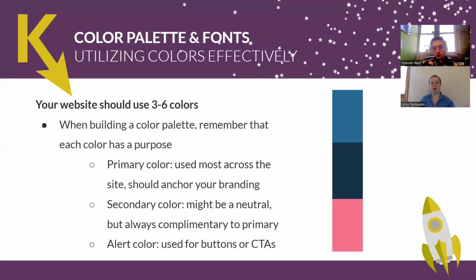So maybe it's a color that you pull from your logo, but it's the most prominent color of your branding so that users know whose site they're on. The secondary color might be a neutral you see in this palette that I've made. It's kind of a darker color, which is always helpful too as a neutral. It should definitely be a complementary color to the primary because you're going to have these colors next to each other quite a bit. You want to make sure they look good together.